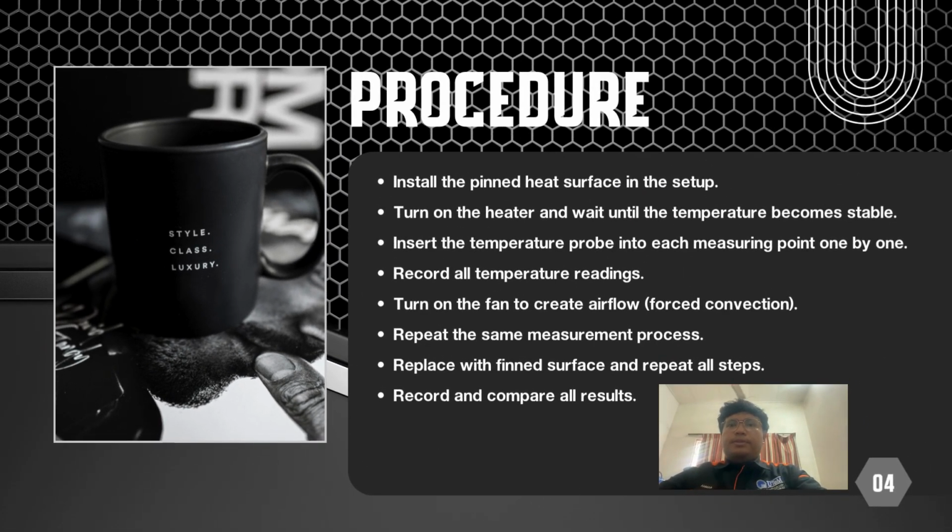Procedure. First, the pin heat transfer surface was installed into the setup. Then, the heater was turned on and left until the temperature became stable. Next, the temperature probe was inserted into each measuring point one by one, and all temperature readings were recorded. After that, the fan was switched on to create forced convection airflow, and the same measurement process was repeated. Finally, the pin surface was replaced with the fin surface, and all the steps were repeated to compare the results.